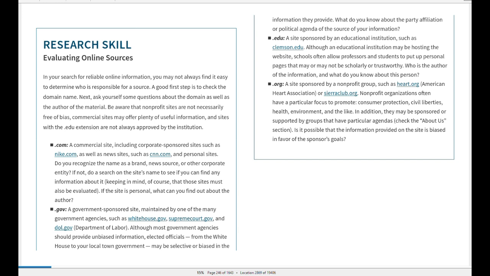Keeping in mind, of course, that those sites must also be evaluated. If the site is personal, what can you find out about the author?